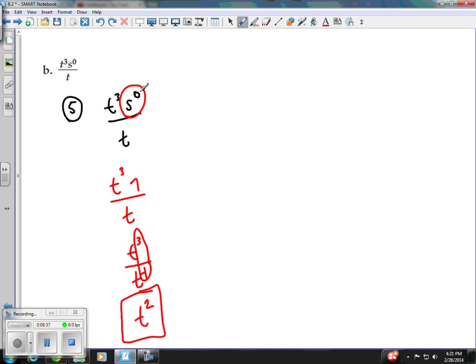Another way to do this problem is just go ahead and say s to the 0 power cancels out, and so you're left with t to the 3rd over t, and you end up with the same answer.